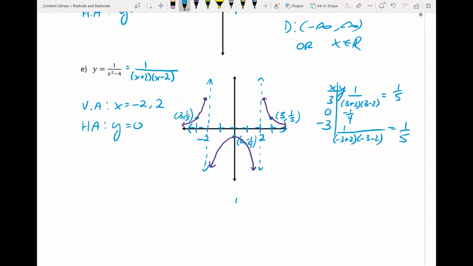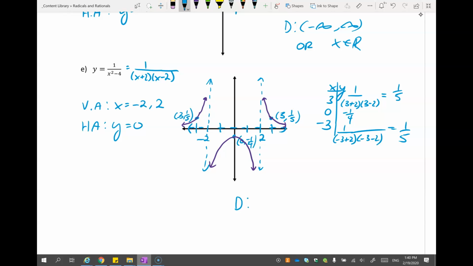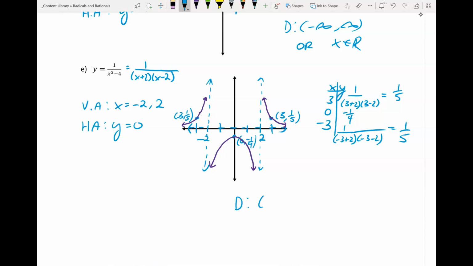Then lastly for E, we have 2 asymptotes in this case, so we have to consider that x cannot be -2 or +2. So that's -infinity to -2, -2 to 2, and 2 to infinity. This shows that we have 3 sections of the graph, which we do. Or you could say that x is an element of the reals such that x can't be -2 or 2.